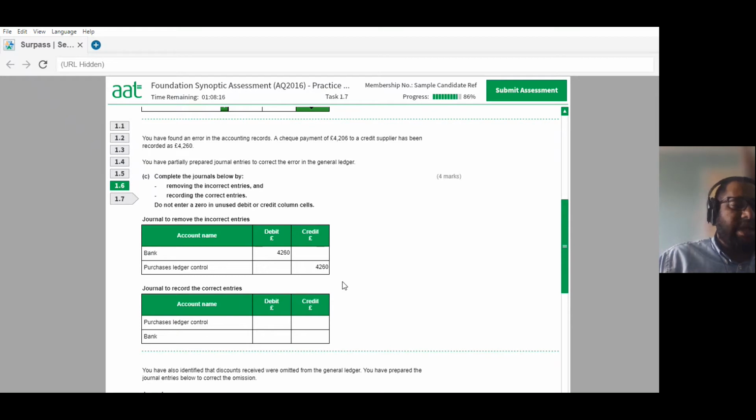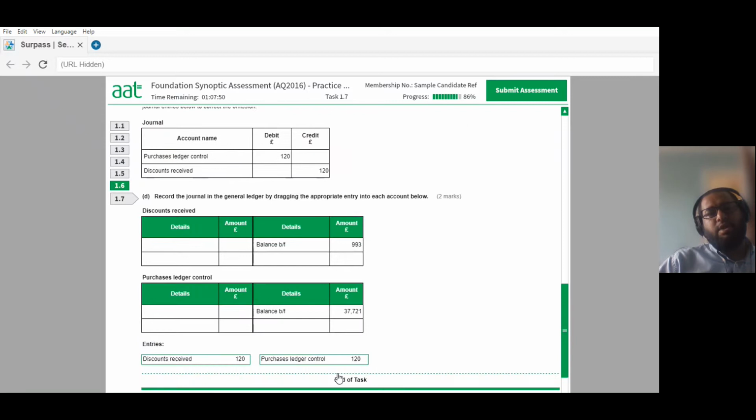And then once this incorrect entry was removed, what do you now have to do? We have to look for the right way of entering it. When there is a check payment, it is money going out of the bank. So it is a credit into my bank account and debit into my PLCA, which is 4206. So if you notice now, the entries are removed by doing this entry, and this one will add the right amount now.